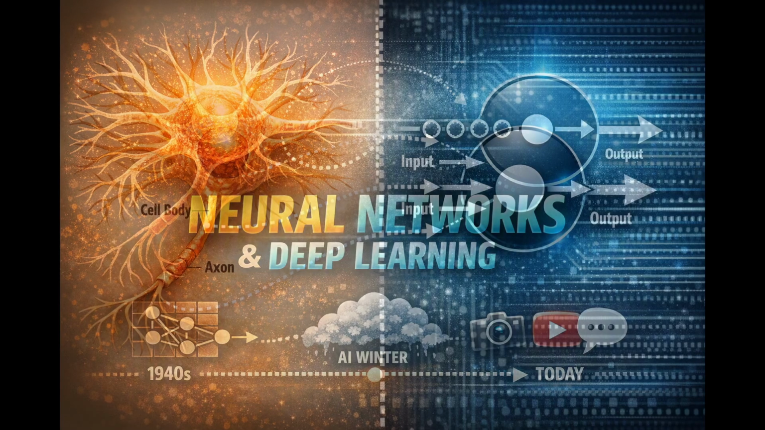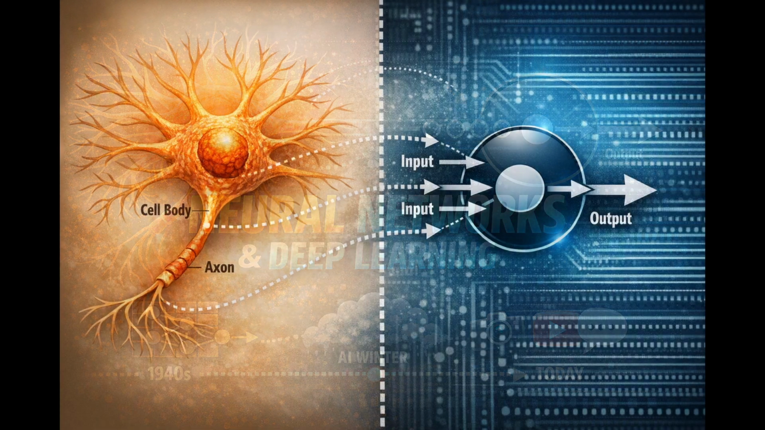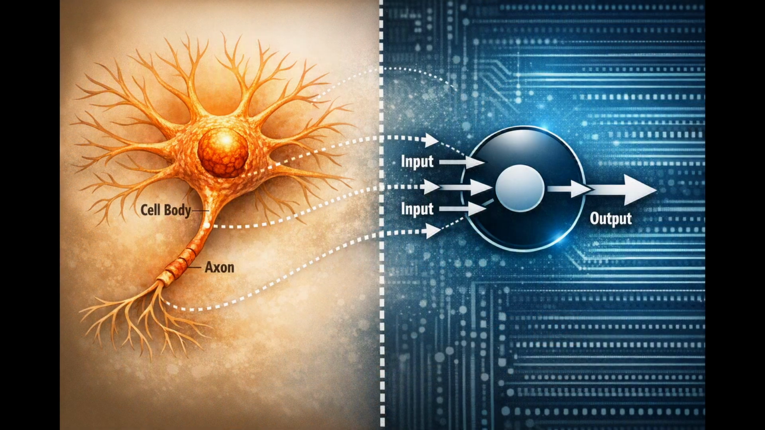Introduction. Think about how effortlessly you recognize a friend's face in a crowd, or understand a sentence someone just said to you. Your brain does this in a fraction of a second, using billions of interconnected neurons working together. For decades, researchers have tried to borrow that same idea and build it into machines.